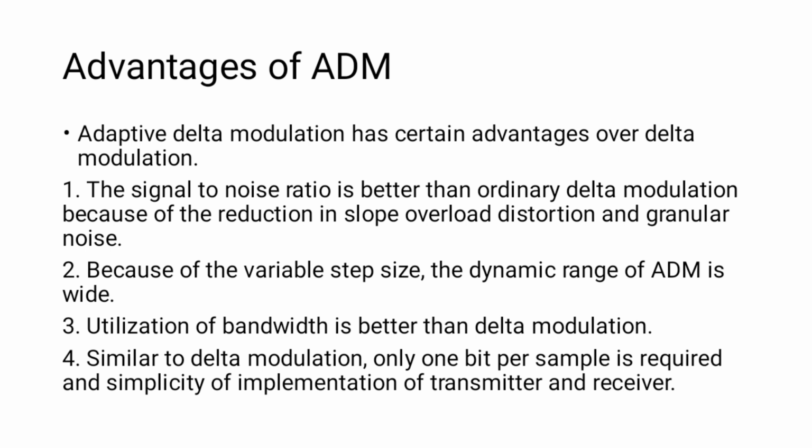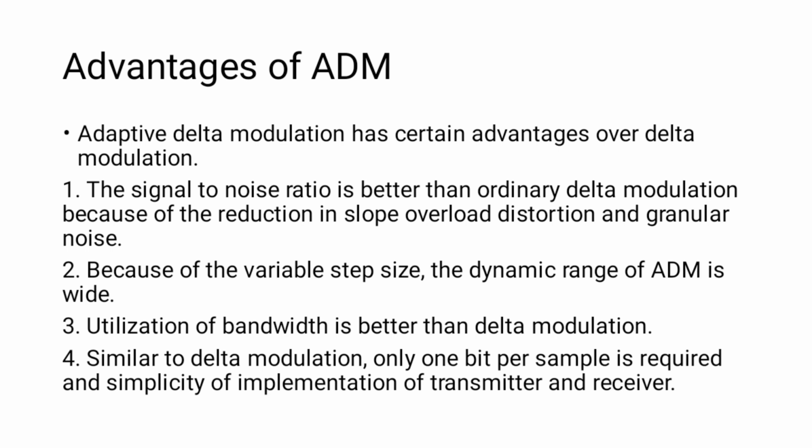Very simple when you study it by comparison. Delta modulation is used to reduce the bit rate, right? Here only one bit is transmitted. Further, we are decreasing the signal rate by using adaptive delta modulation, by varying the step size.